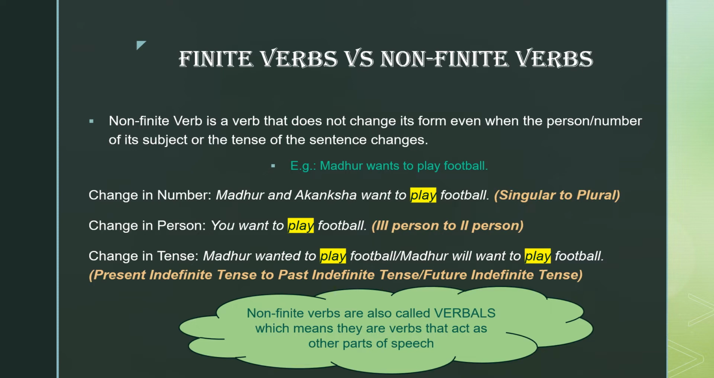If I change the number, the sentence becomes Madhur and Akanksha want to play football. Now, if you compare this sentence with the previous sentence, it had the verb wants. This sentence has it as want. Now, because this verb is changing its form with the change in number, we will say that want here is a finite verb. Likewise, if I have a look at the word play, initially also it was play, now also it is play. So it is not changing its form when I change it from singular to plural. Therefore, I can infer from here that play is a non-finite verb.